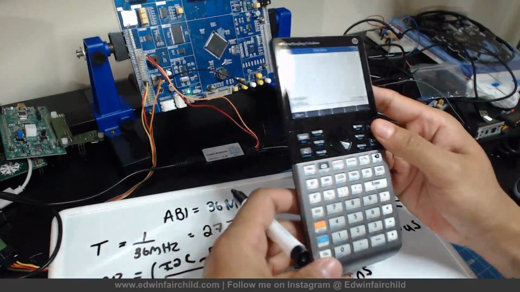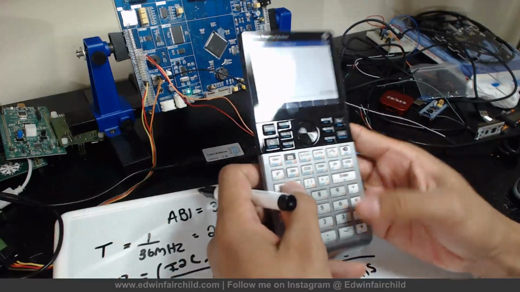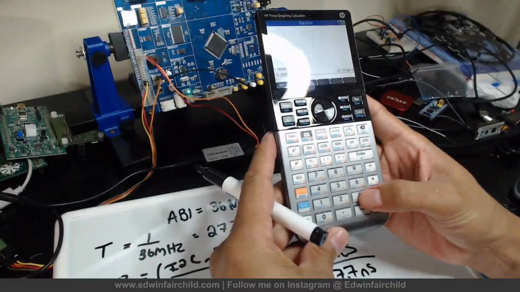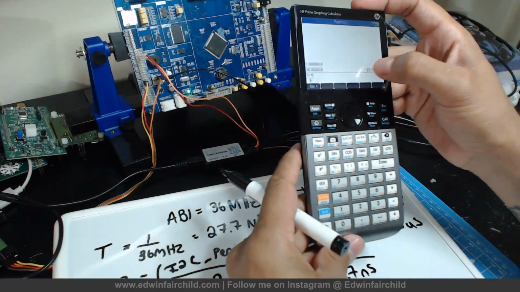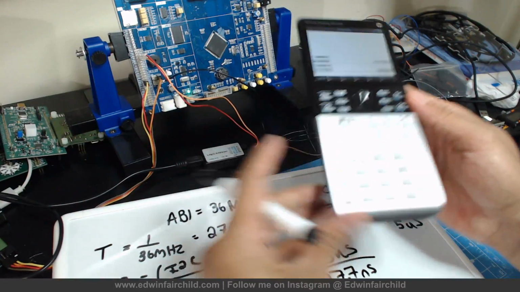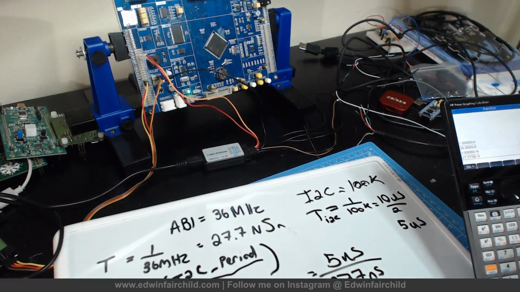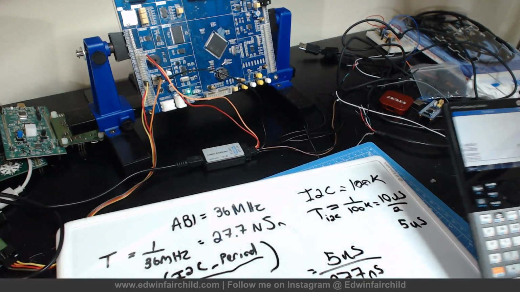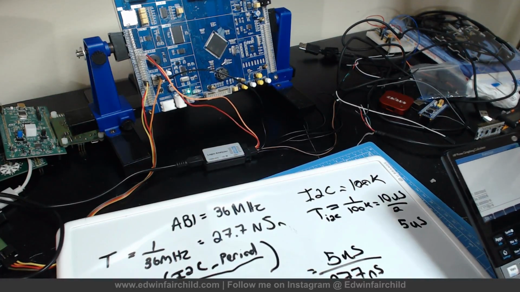So whip out the old calc. We're going to have 5e to the negative 6 divided by, I'm going to copy that and paste it there, enter. That gives us 180. So this whole thing equals 180. So that's the value we're going to put in this register, 180.